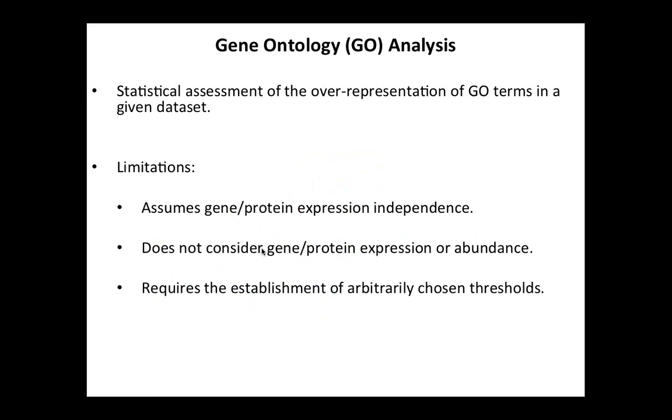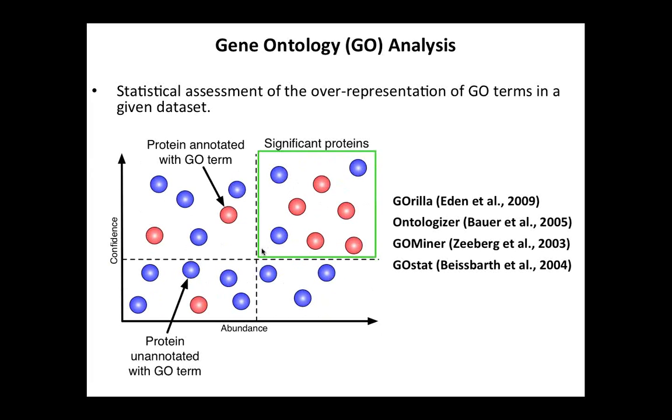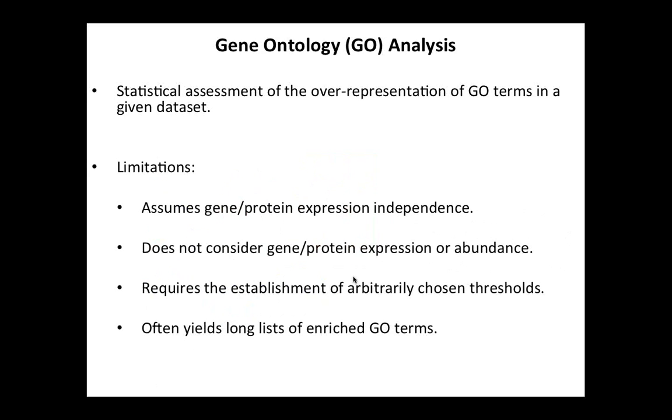The third limitation would be that it requires the establishment of thresholds that are often chosen by the user. For instance, here I've chosen a threshold for the abundance and for the confidence of the proteins to identify my set of interesting proteins I want to analyze. But the problem is that proteins that are sitting close to the border of these thresholds are treated very differently if they're on one side or the other of that threshold, although the differences are pretty minimal.